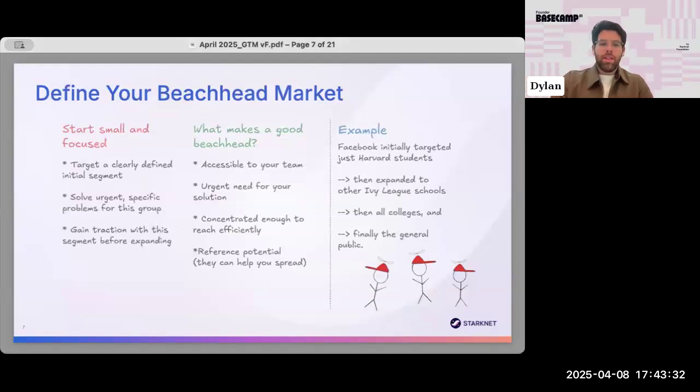The beachhead concept on this slide comes from military strategy. It's securing a small defensible position before expanding your territory. And I think that your beachhead market should feel potentially uncomfortably small. If your target feels adequately sized, it might actually be too broad for effective early traction.